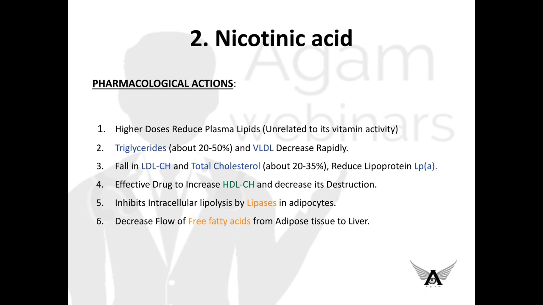Pharmacological actions: if you see here, it reduces everything except HDL. HDL is increased, other things are decreased. So what is HDL? We have studied in biochemistry about the reverse cholesterol transport mechanisms. HDL is the good cholesterol. What a hyperlipidemic drug should do is reduce the bad cholesterol.